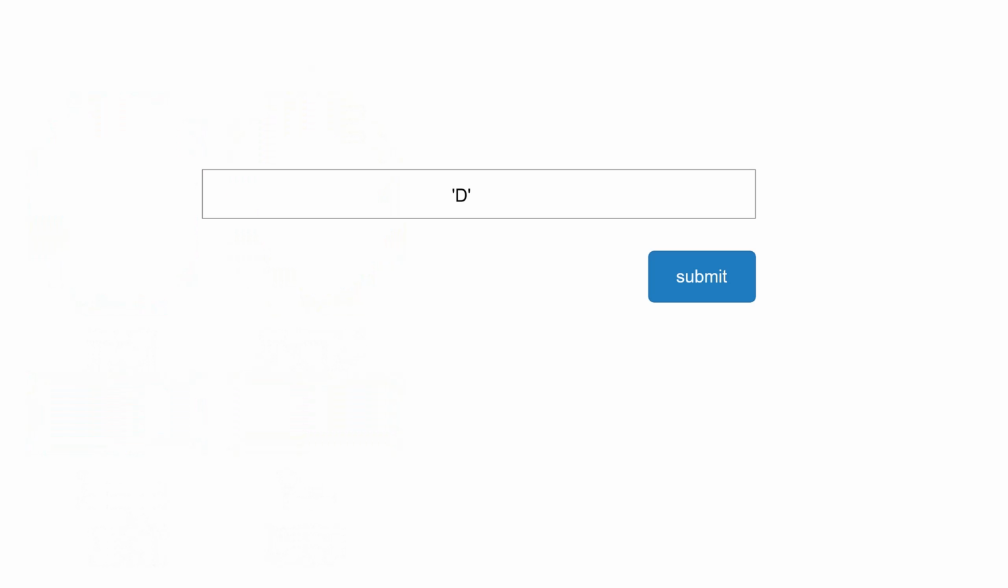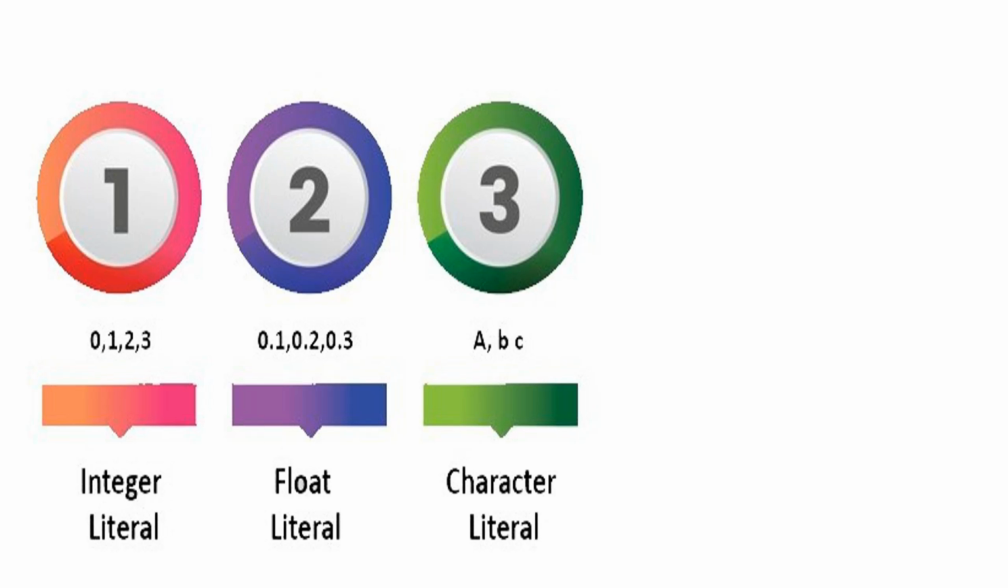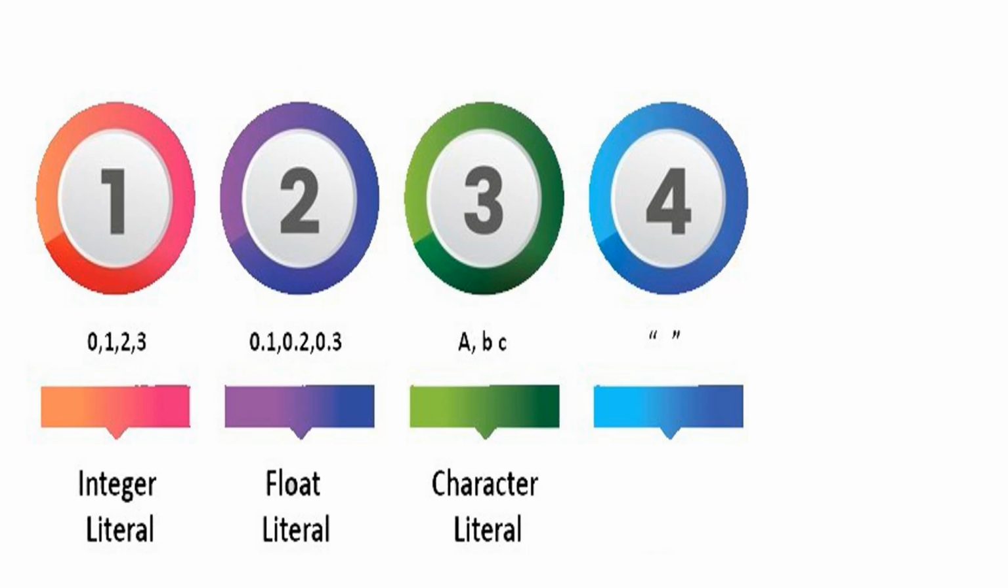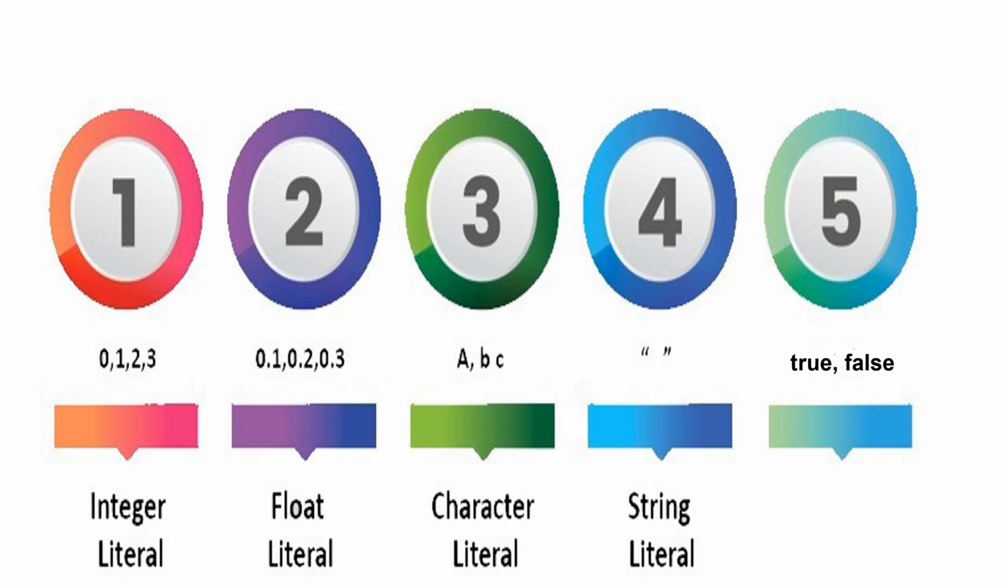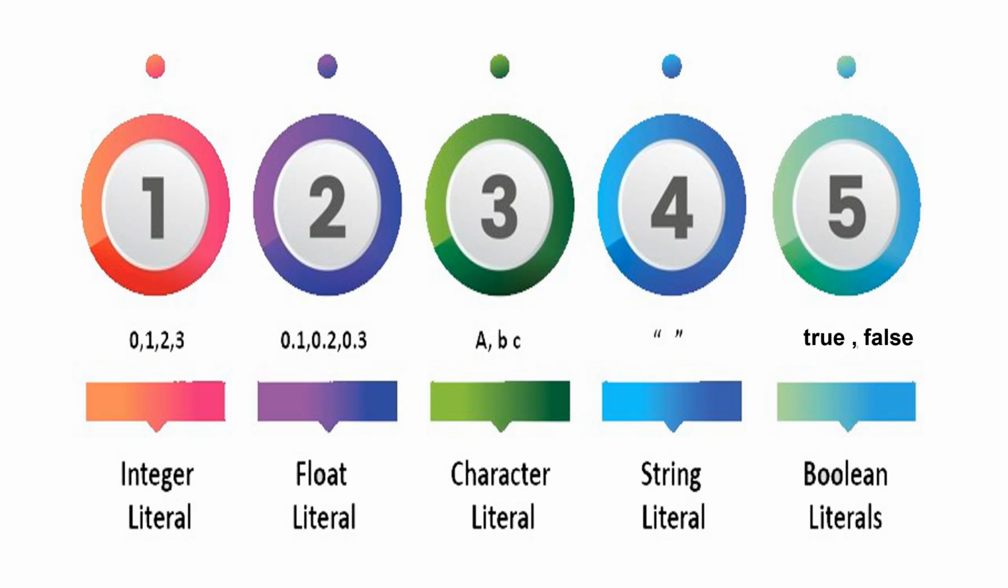Let me give another input, D. It is a character. So basically all characters come under character literal. This time I'm going to give a string, that is a sequence of characters, say Dev Simplified, or any special symbols marked under double quotes. Hence all strings basically fall under string literal. This time I'm going to give input as true or false, since both values fall under boolean literal.